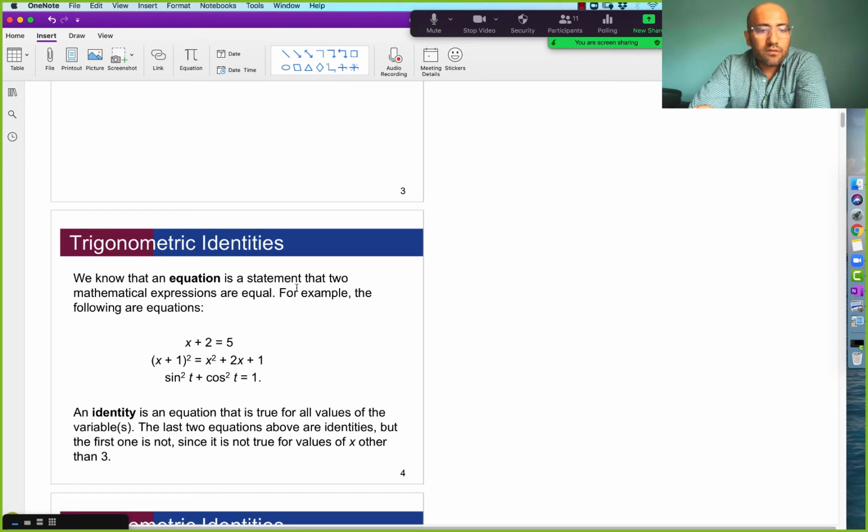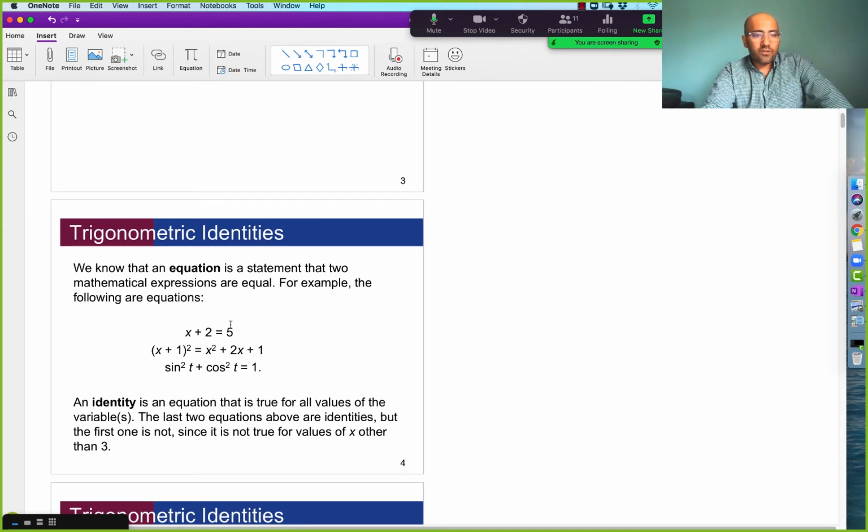Okay, so first, the difference between an equation and an identity, right? We know that an equation is a statement that two mathematical expressions are equal. So here are some equations. x plus 2 equals 5. That's an equation. Here is another statement: (x plus 1) squared equals x squared plus 2x plus 1. And sine squared t plus cosine squared t equals 1. Right, so the first one is an equation, and the others are identities.